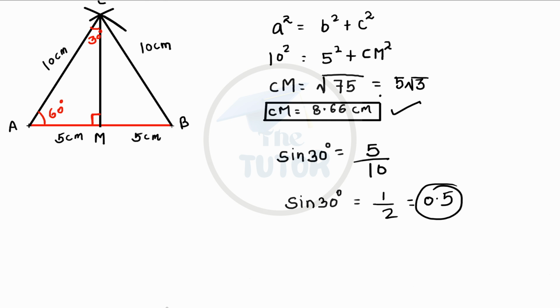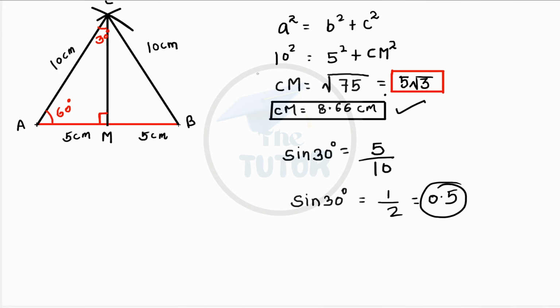Without a calculator, you have to take this value of CM because you are not supposed to use the calculator. Then you don't know how much 5 times square root of 3 will be, right? So I'm going to use sine 60 degrees. How do I know its value? With respect to the 60 degree angle, this is opposite, and this is hypotenuse.